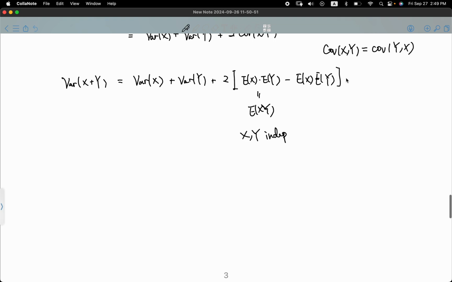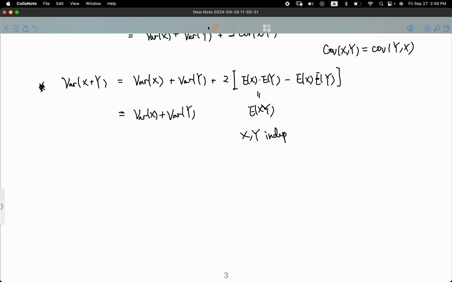You will see that this term goes to 0. For independent random variables, the variance of the sum is just the sum of the variances of the individuals. But this is only when they are independent. Okay.